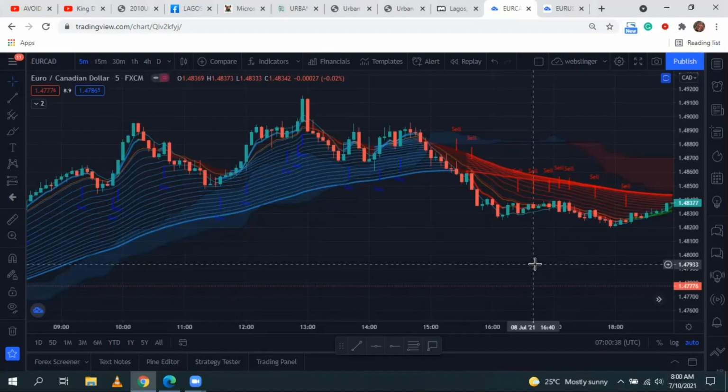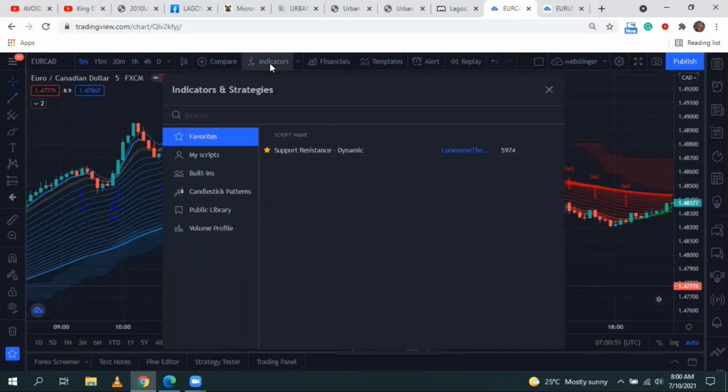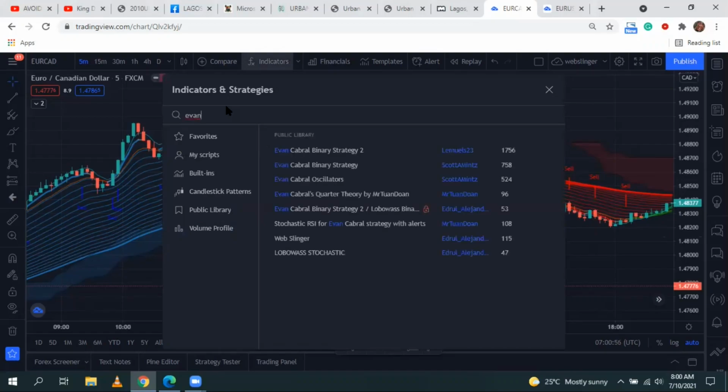So now, what other things can you have to filter out some things on the Webslinger strategy? Let me just give you the tip on how you could use this effectively, how it could help you. One more thing you can add to it to make it more profitable for you. So now, I would like you guys to add something to it. You can just type Evan, right? You can type Evan or Evan.